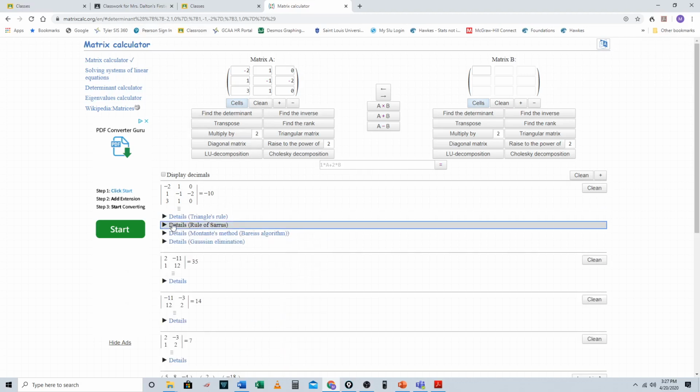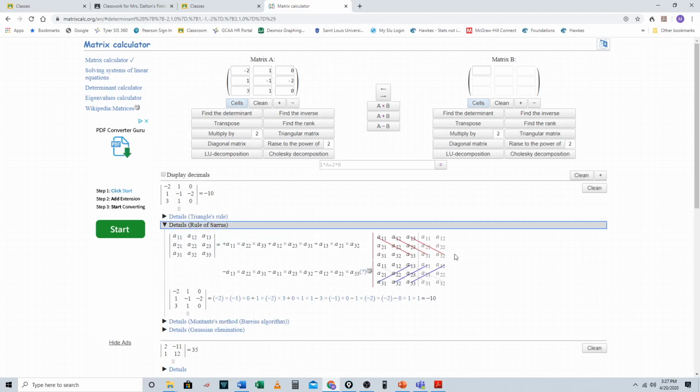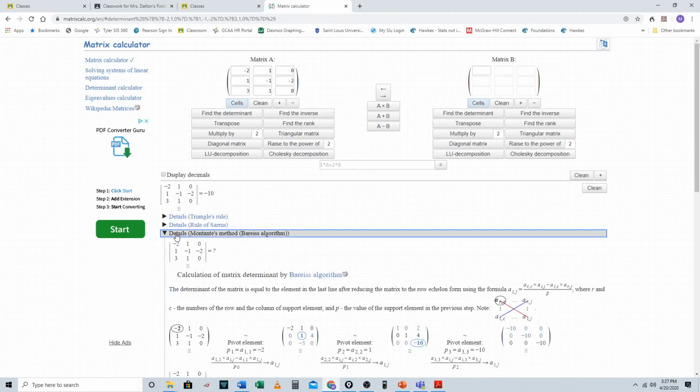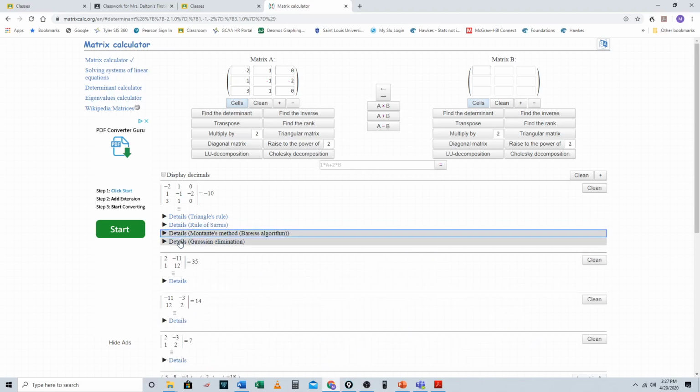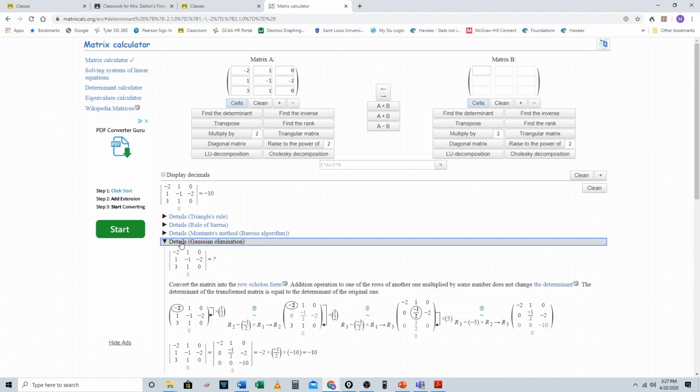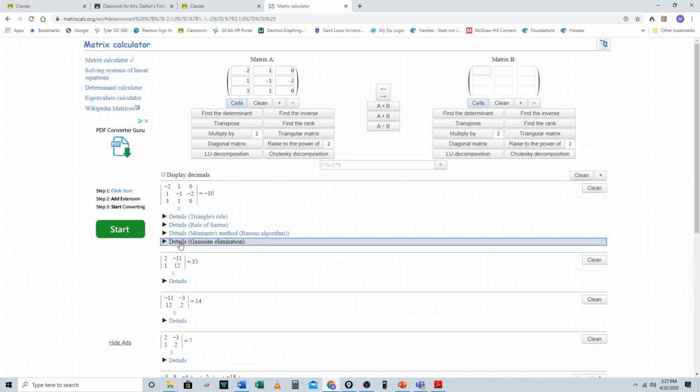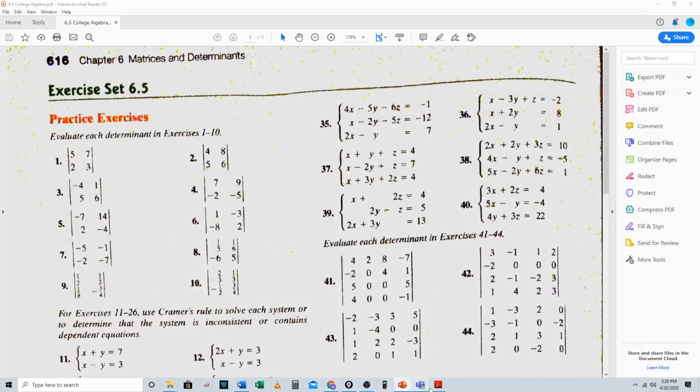Oh, that's what we did. Okay, rule of Sarrus is what it's called apparently. Still the triangle rule, kind of the same thing. Okay, let me see what this is. Wow, that looks like a pain. This I've seen. Okay, it's still a bit of a pain. So I can do that. Yeah, that's how we're going to find determinants.